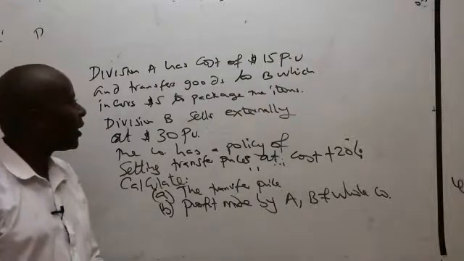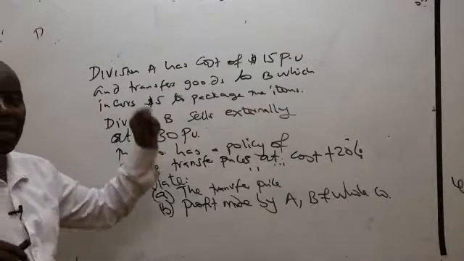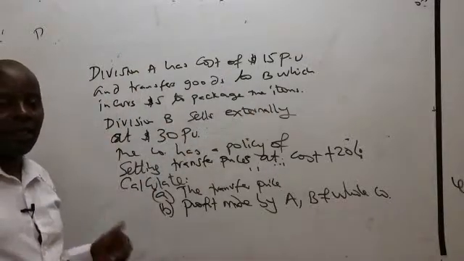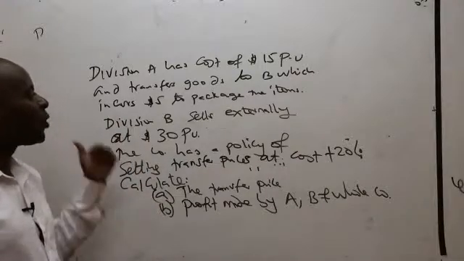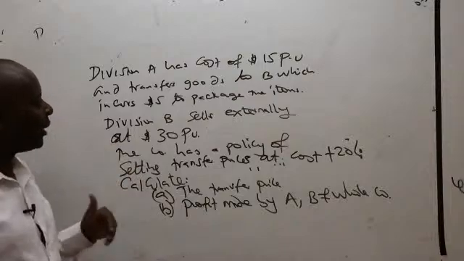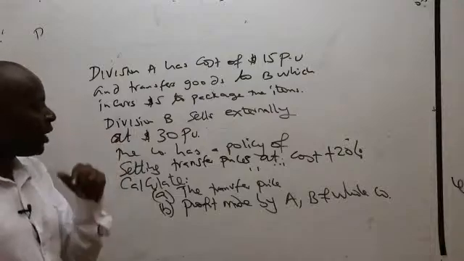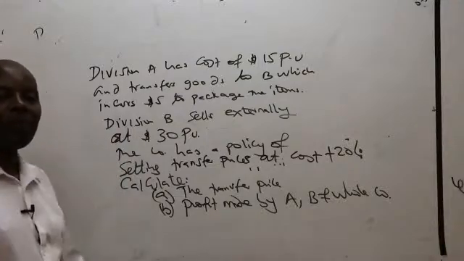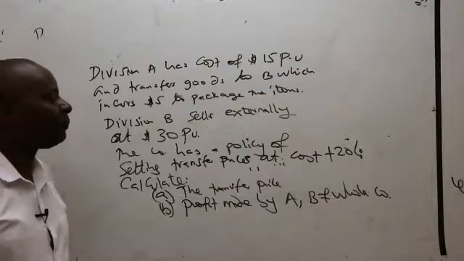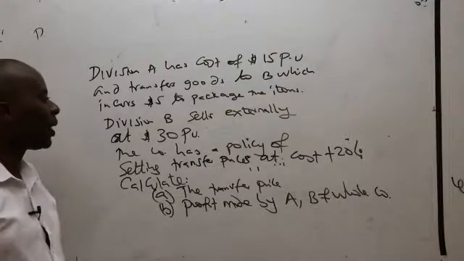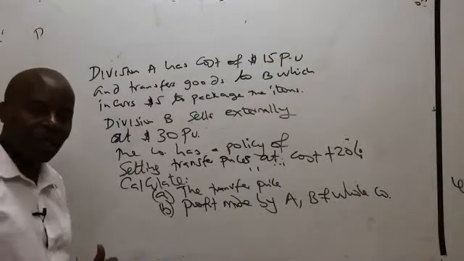We read the question again. So illustration, division A has a cost of $15 per unit. Please write that. Division A has a cost of $15 per unit and transfers goods to B, which incurs $5 to package the items. Division B sells externally at $30 per unit.